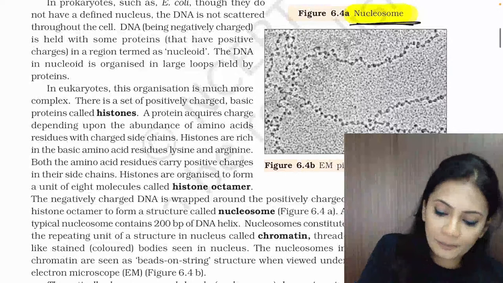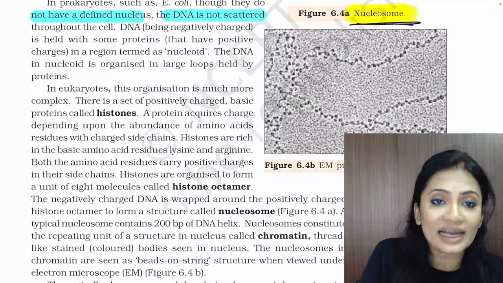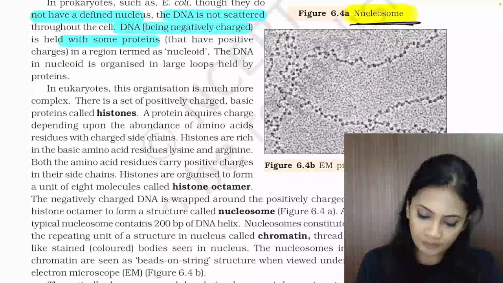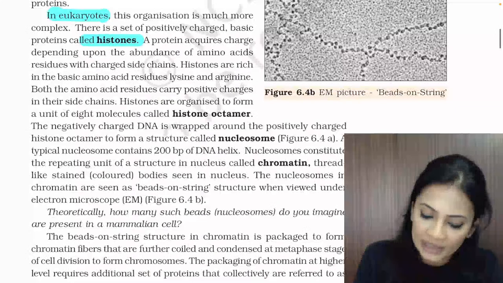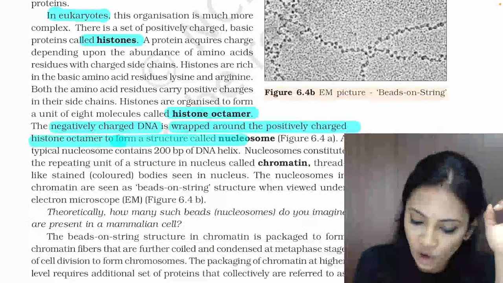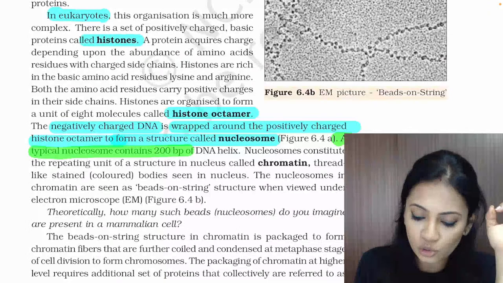In prokaryotes, they don't have a defined nucleus. But still DNA is not scattered, because it is held together with proteins. Do prokaryotes have histones? No. In eukaryotes, it is held together with histones. Fine? Histone octamer is formed with 8 histone proteins. The negatively charged DNA wrapped around the positively charged histone octamer forms the nucleosome. How many base pairs does a nucleosome contain? 200 base pairs.